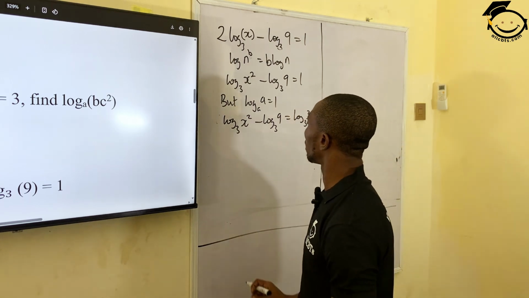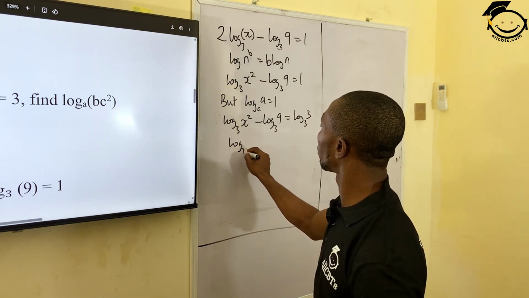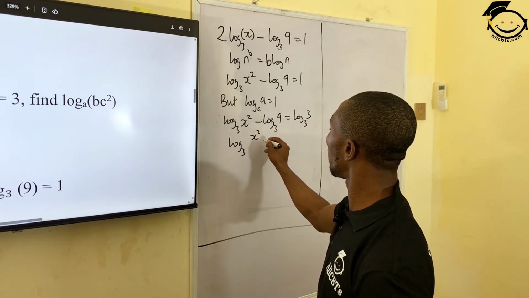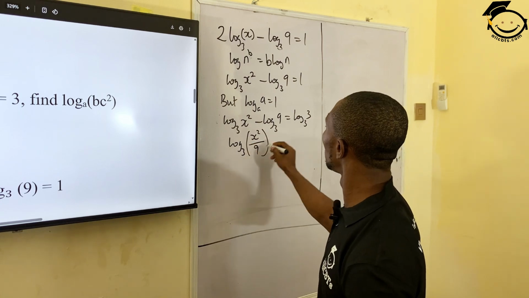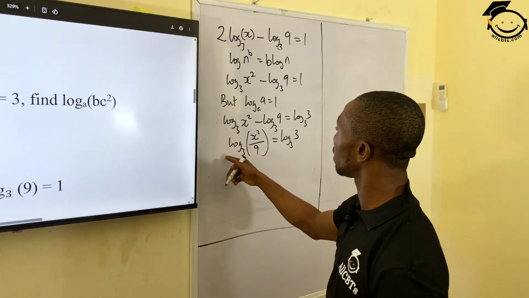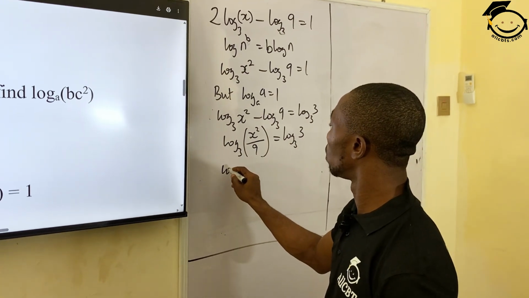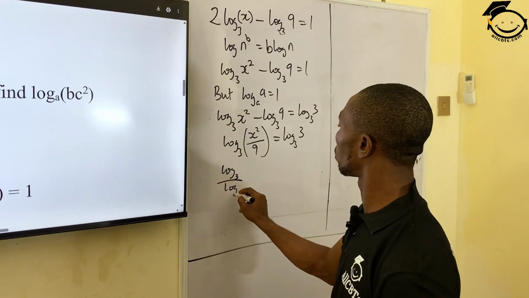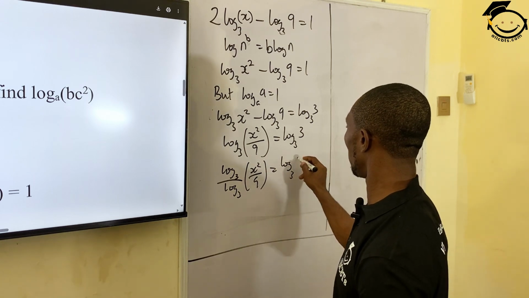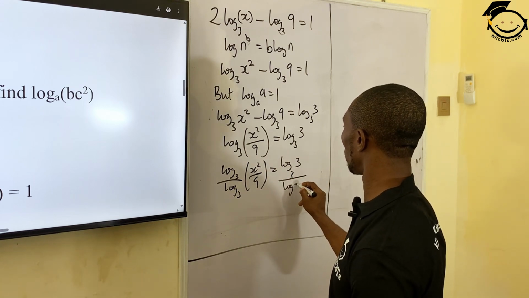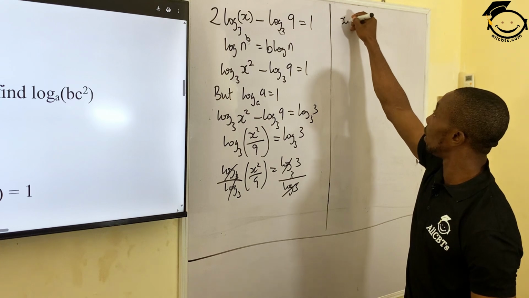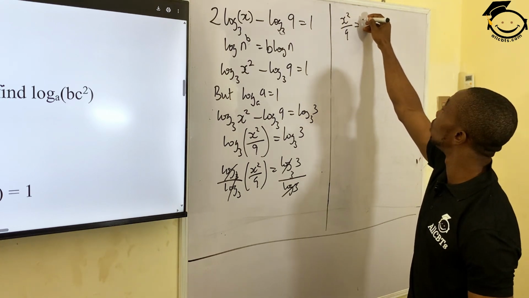So we can collect these like terms, applying our division rule here, to become log 3, x squared over 9, equals log 3, 3. Now we divide both sides by log 3. This becomes log 3 x squared over 9 over log 3, equals log 3, 3 over log 3. This cancels this, leaving us with x squared over 9 equals 3.